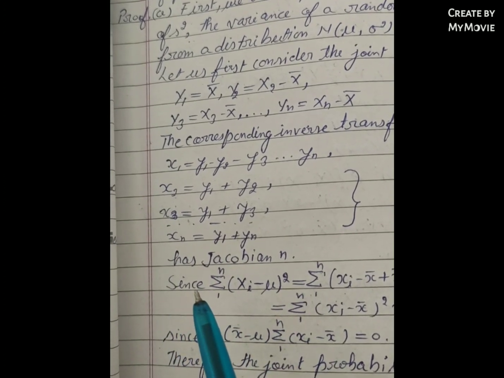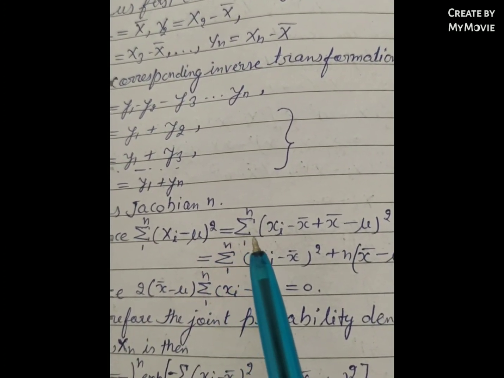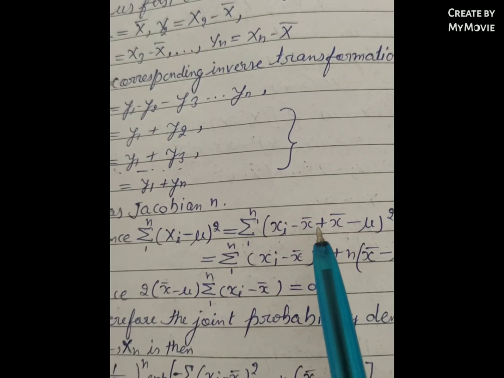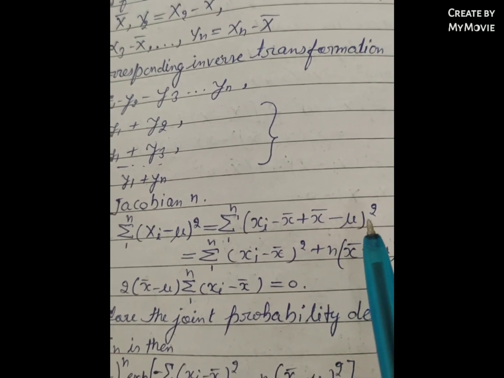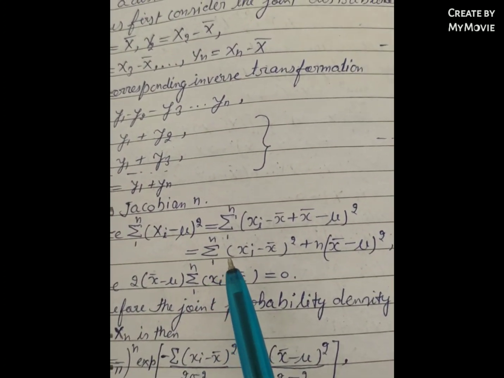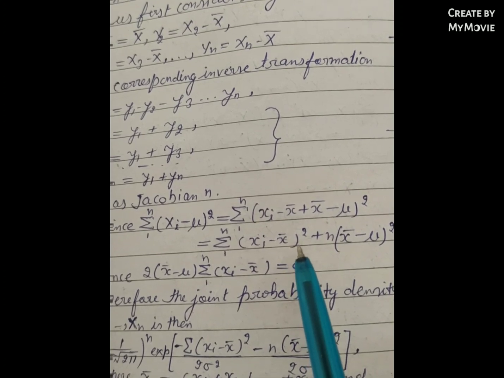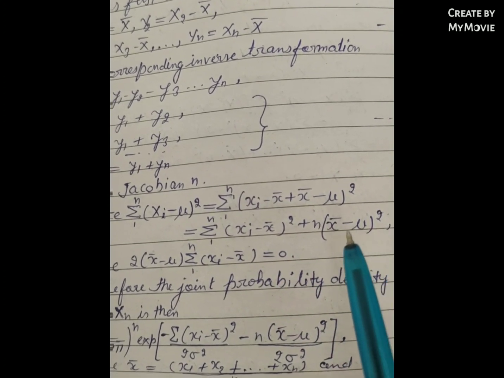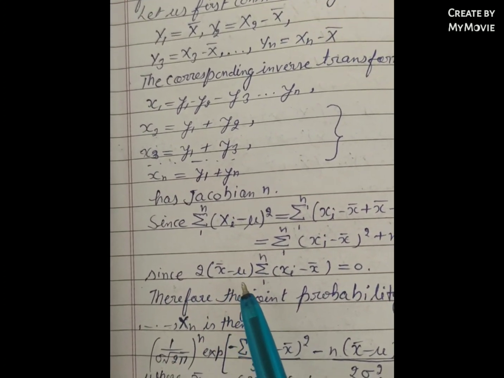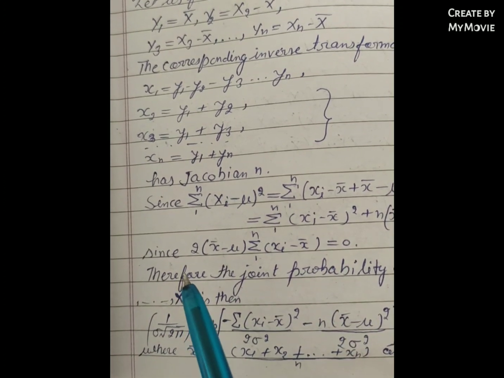Now, sigma i varying from 1 to n (xi minus mu) whole square is equal to sigma 1 to n (xi minus x bar plus x bar minus mu) whole square, which is equal to sigma 1 to n (xi minus x bar) whole square plus n (x bar minus mu) whole square, since 2 (x bar minus mu) sigma 1 to n (xi minus x bar) is equal to 0.